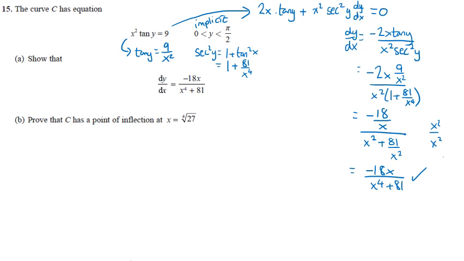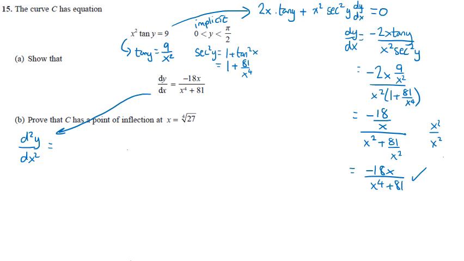Part B, prove that there's a point of inflection. Well, a point of inflection corresponds to a change in the sign of the second derivative. So that's what we're going to aim for. So we'll differentiate it again. We'll use this form of the derivative, and so we're going to have to use the quotient rule.